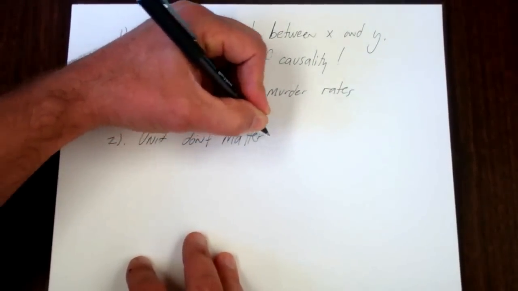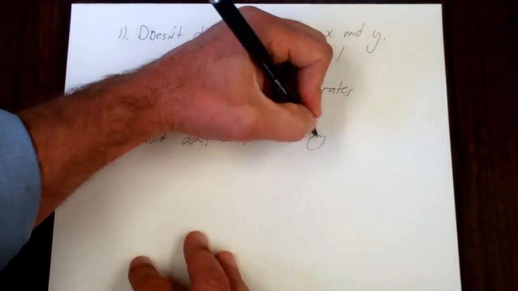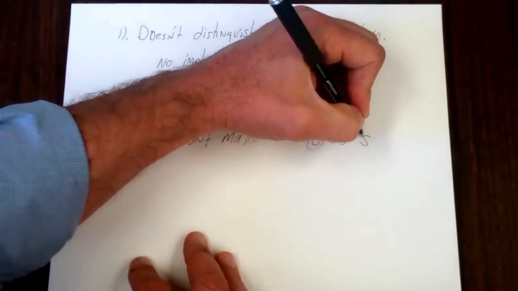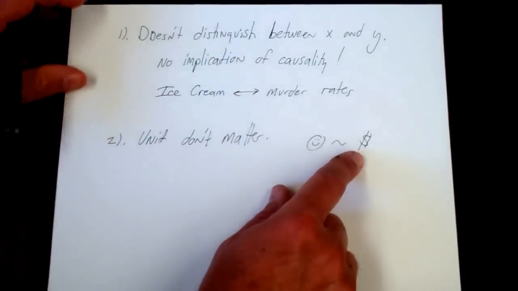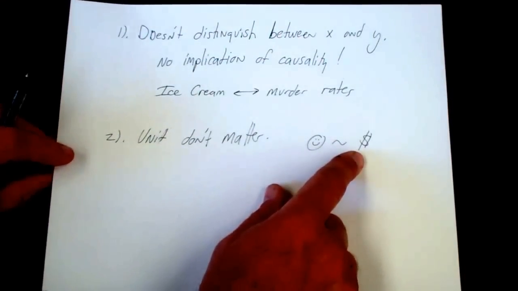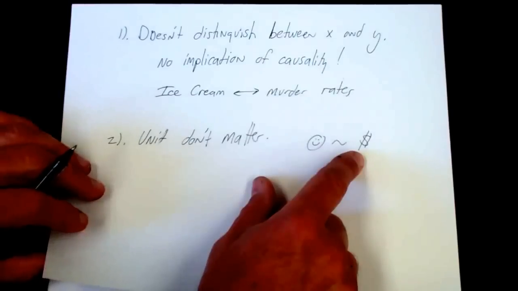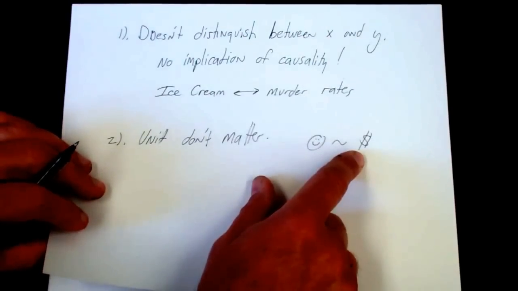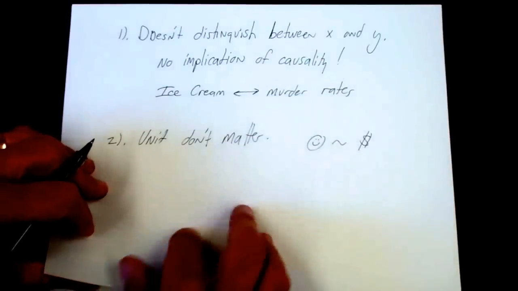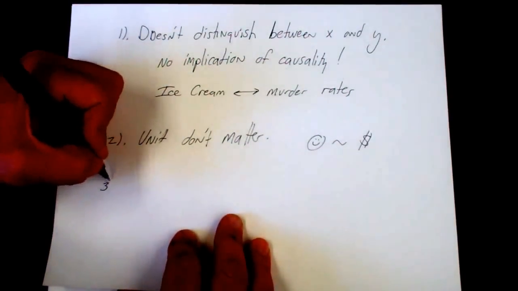The second thing about correlation is units don't matter. So, for example, if we were looking at how happy someone was and how much money they made, then it wouldn't matter if we measured how much money they made per month or per year, or whether we measured money in dollars or in cents or in tens of thousands of dollars or in pesos. It wouldn't matter. So units don't matter.